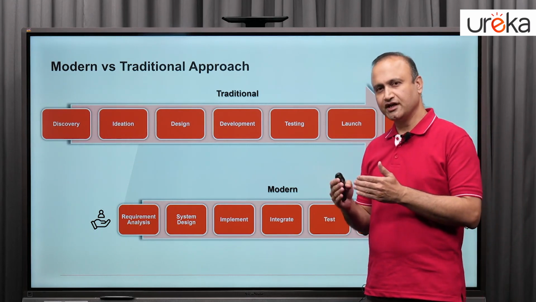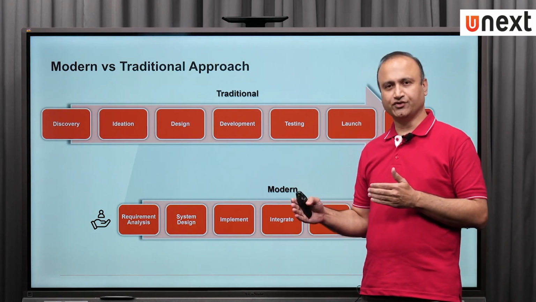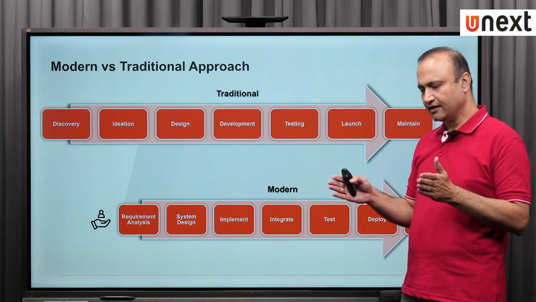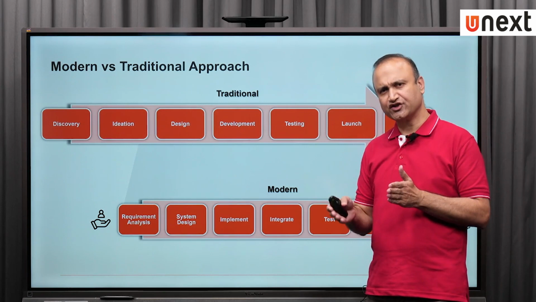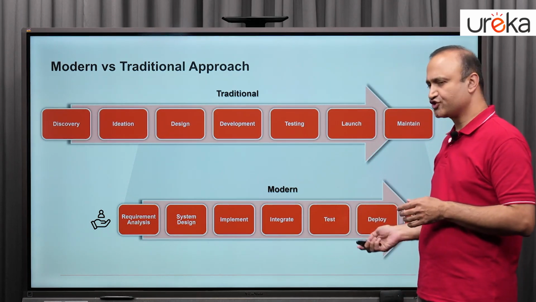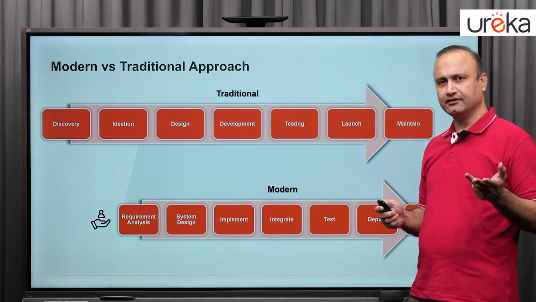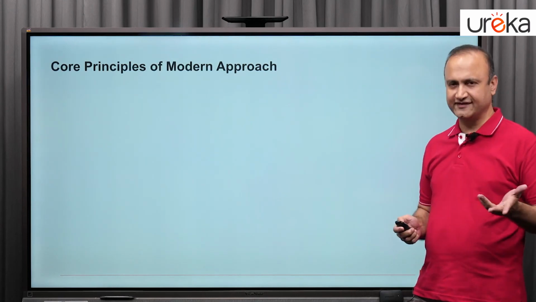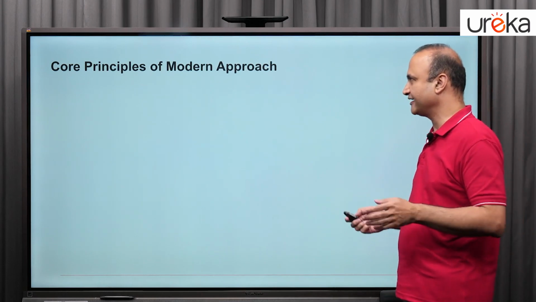The challenge is to really understand the customer, the end user. So where the modern approach excels is in narrowing that gap, especially when there is an iterative approach. Now the modern approach embraces three key aspects. Let's look at what are some of these core principles which the modern approach embraces.